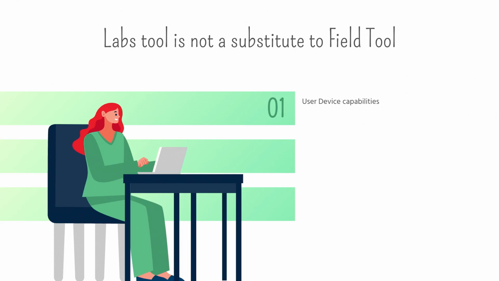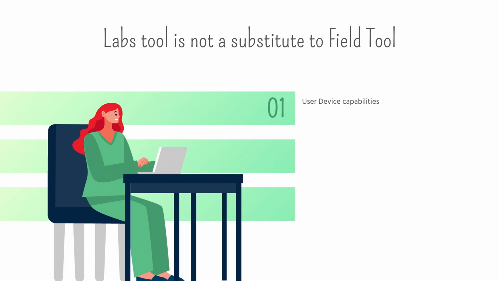What is important to understand is that a lab tool is not a substitute for a field tool. Why? Because Core Web Vitals depend on three important criteria. The first one is the user device capabilities. Technology is constantly evolving. Your phone is more powerful, processors are more powerful, you have more RAM, and your application follows this evolution.